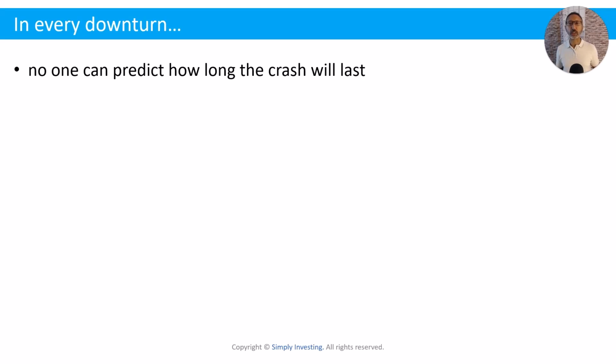So the first one is that no one can accurately predict how long a market crash will last. Is it going to last 3 weeks, 3 months, or 3 years? Nobody knows, and nobody can tell you that accurately, right? Everybody is taking guesses as to what is going to happen with the market. And even today, as of this recording, we don't know what the market's going to do next month or next year. Will it continue to go down or will it go up?